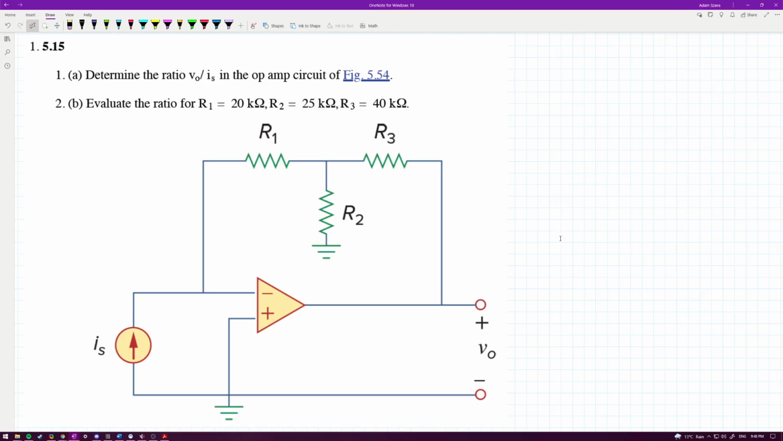Right, let's do this. Okay, let's try 15. So determine the ratio of VO over IS in the op-amp circuit. Evaluate the ratio for R1 equals that and whatever. Okay. IS over VO. Interesting. So could we automatically use that derived equation that we have, where VO over VI equals A over 1 plus A sort of thing, and then kind of alter it from that?